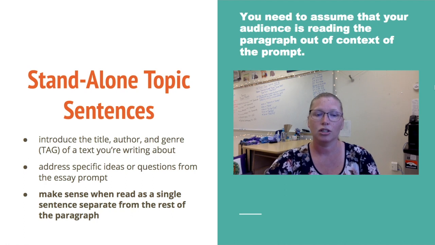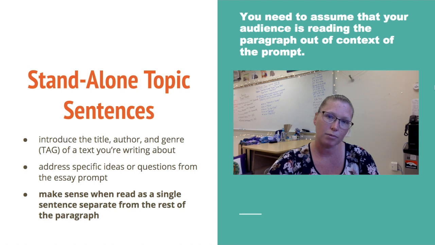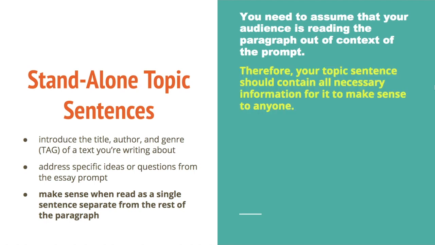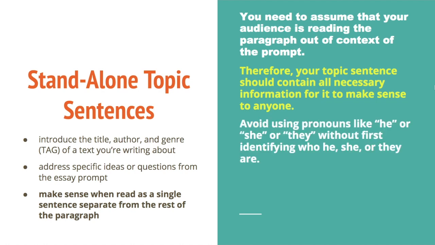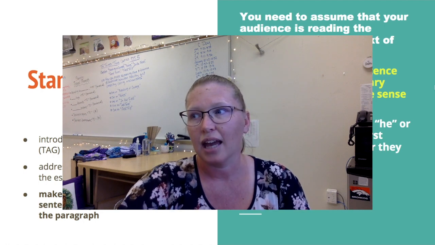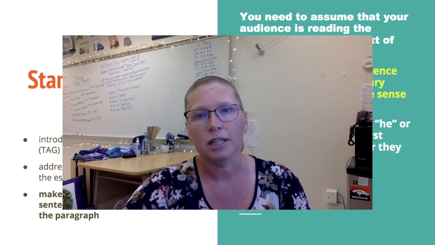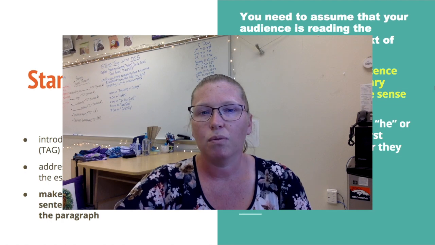Now, you also need to make sure that your topic sentence makes sense when read as a single sentence separate from the rest of the paragraph. Basically, you have to assume that your audience is reading the paragraph out of context of the prompt, so it needs to contain all necessary info to make sense to anybody. You need to avoid using pronouns like he or she or they without first identifying who they are. That's a really common mistake that I'm seeing in your writing, where you'll say, he talks about how they are hurt by monopolies, period. Well, that by itself, I don't know who he is.